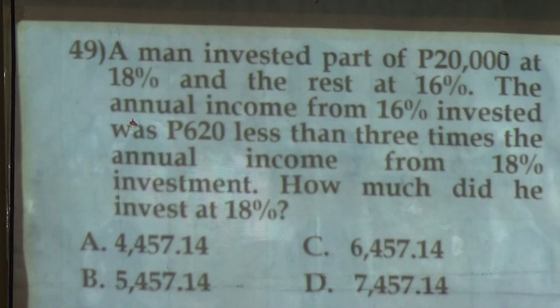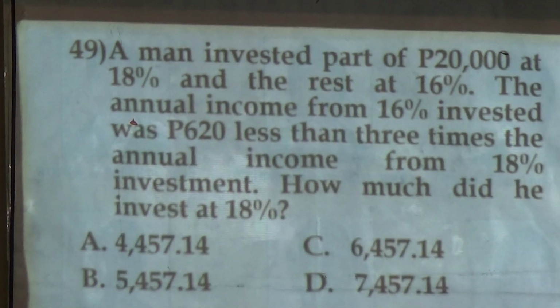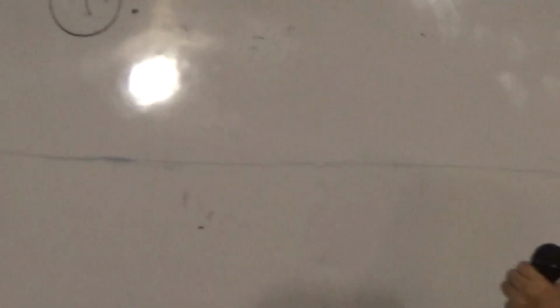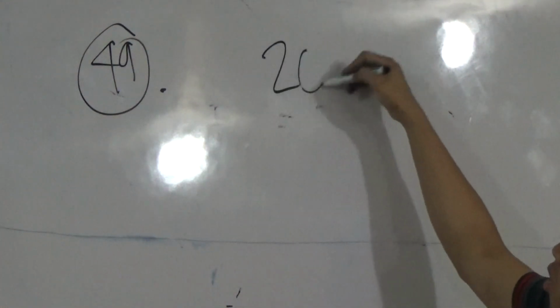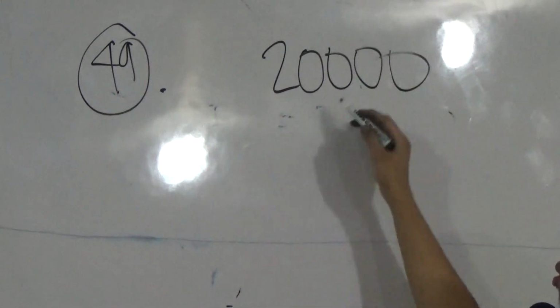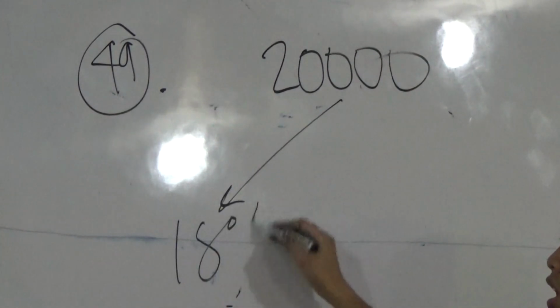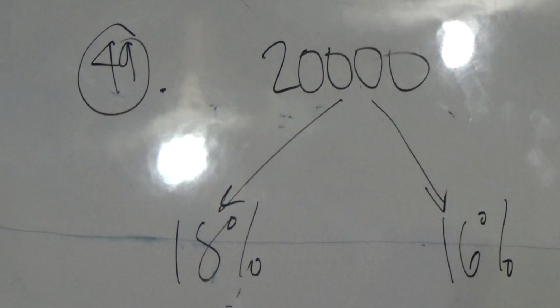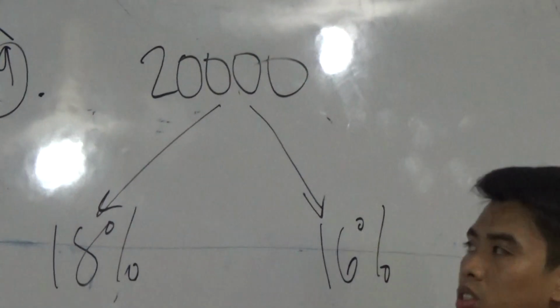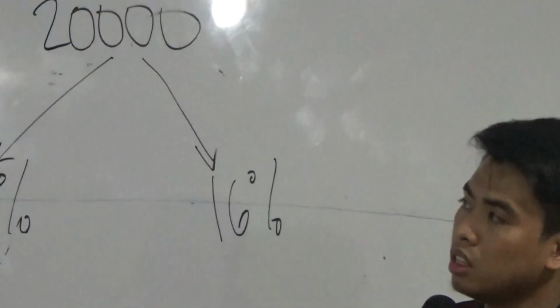Okay, 49 ay simple interest. So, madali yung 49 kasi may konting algebra lang to. Okay? A man invested part of 20,000 at 18% and the rest at 16%. So, meron tayong pondo, 20,000. Yung 20,000, in-invest ko sa 18%, and yung natira, in-invest ko sa 16%. Hinati ko.